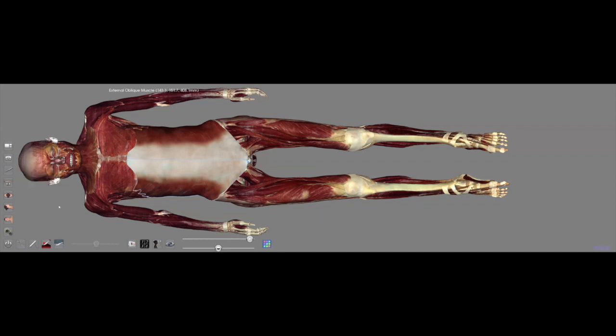The external obliques have an origin on the external surfaces of ribs 5 through 12 and an insertion on the anterior part of the iliac crest and abdominal aponeurosis.